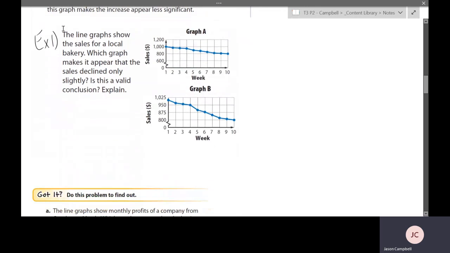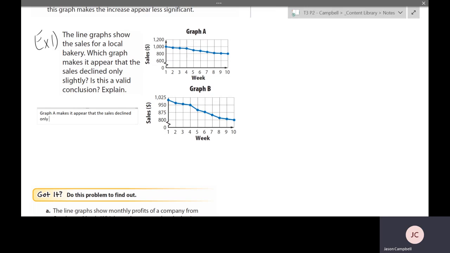Let's look at example 1. It says the line graphs show the sales for a local bakery. Which graph makes it appear that the sales declined only slightly? Well, graph A makes it appear that the sales declined only slightly.